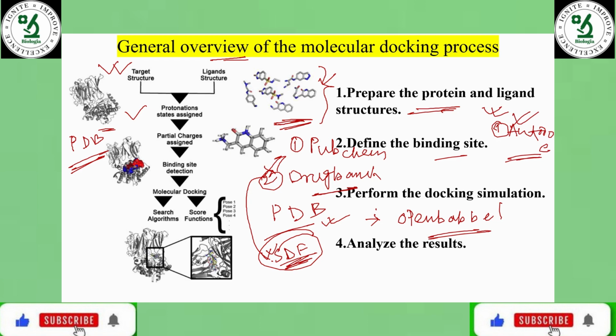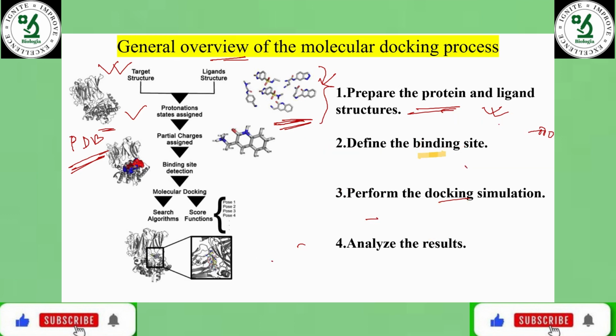Next, define the binding site for the docking simulation. To define the binding site, a grid box is required. In the case of blind docking, we need to cover the whole protein, but in the case of site-specific docking, we need to cover the specific site.